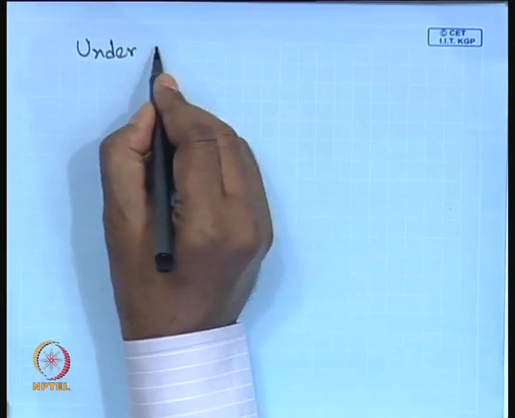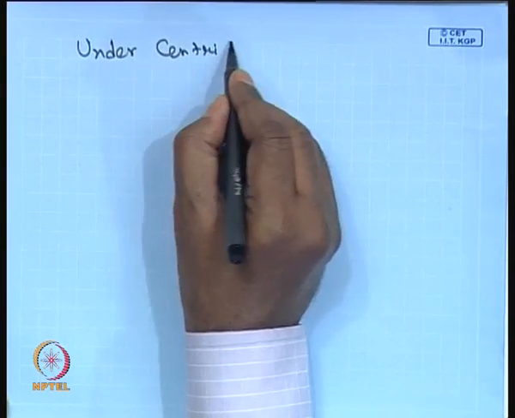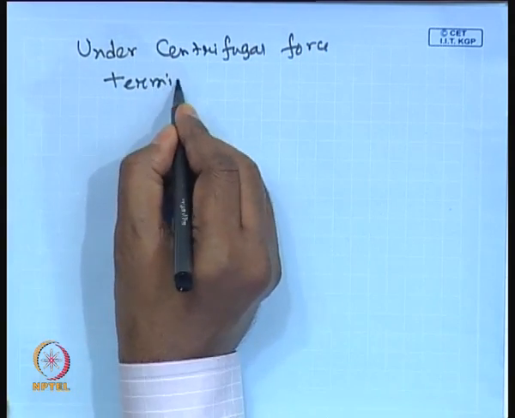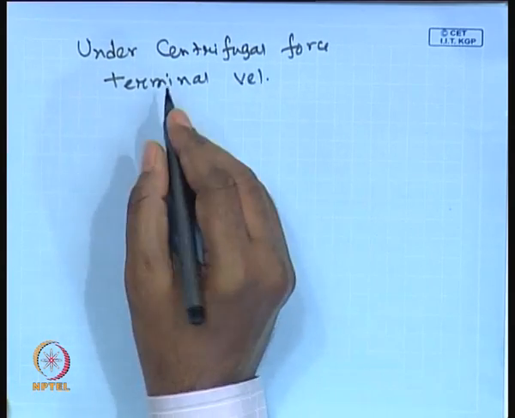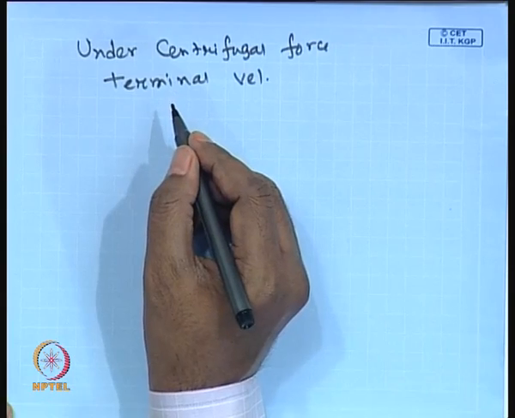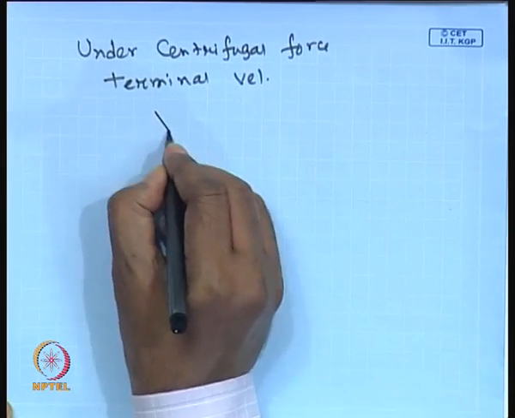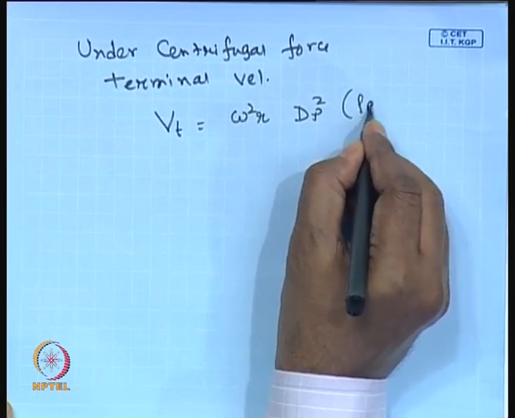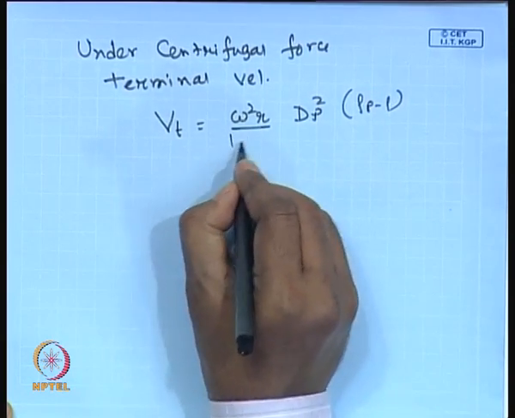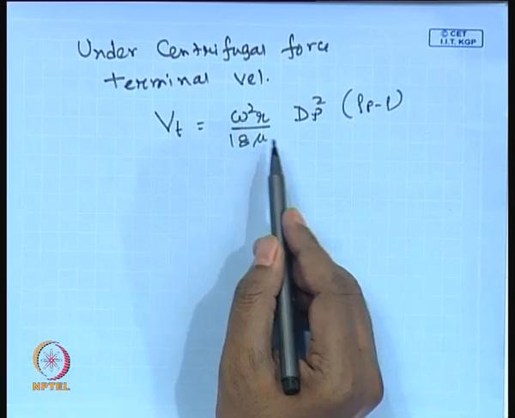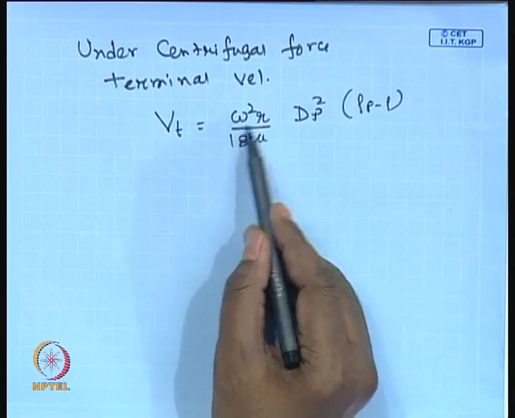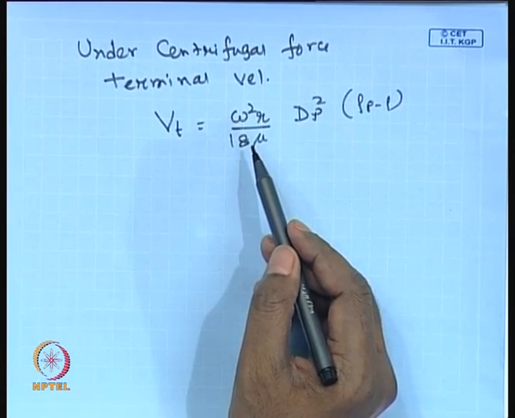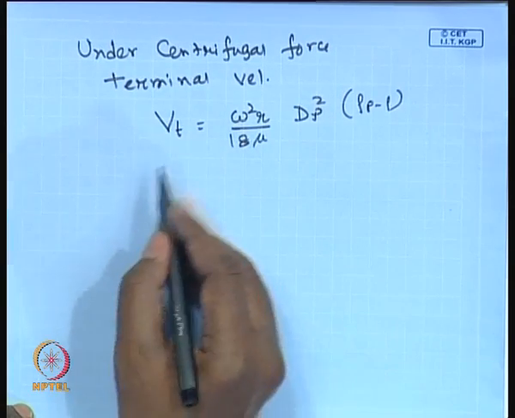but in the centrifugal field the terminal velocity becomes different under centrifugal force. The expression of terminal velocity is different. The g will be replaced by the omega square r, and this terminal velocity becomes omega square r dp square rho p minus rho divided by 18 mu. So, that is the terminal velocity under the centrifugal force, and compared to the gravitational force, the acceleration due to gravity will be replaced by the centrifugal acceleration.